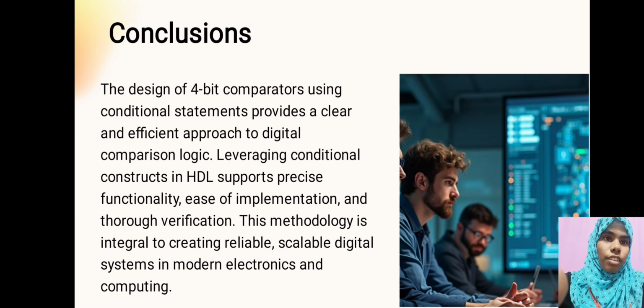Conclusion: the design of 4-bit comparators using conditional statements provides a clear and efficient approach to digital comparison logic. Leveraging conditional constructs in HDL supports precise functionality, ease of implementation, and thorough verification. This methodology is integral to creating reliable, scalable digital systems in modern electronics and computing.